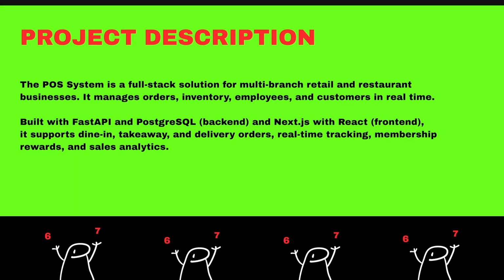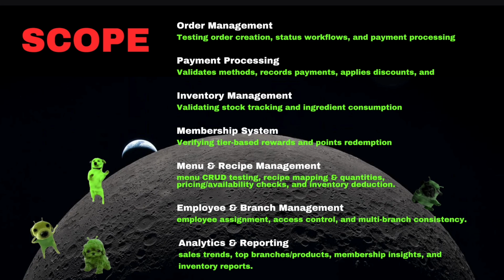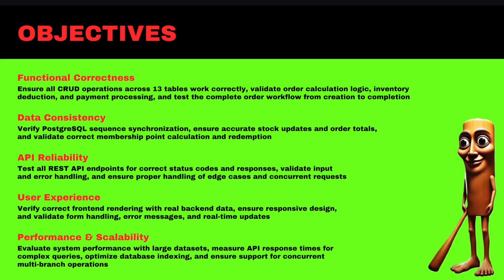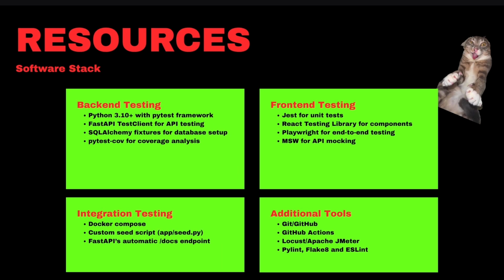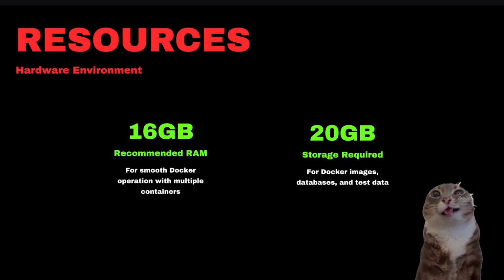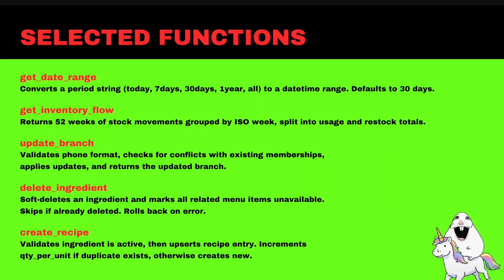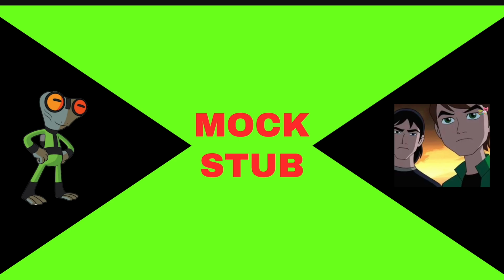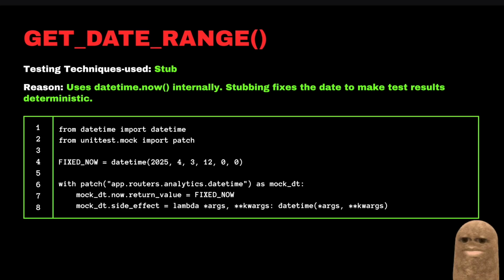For the project description, our project is a POS system, a full-stack solution for multi-branch retail and restaurant businesses. It manages orders, inventory, employees, and customers in real time. And here are the scope along with objectives. Our resources and our selected functions. For mock and stub, the first function is get date range.